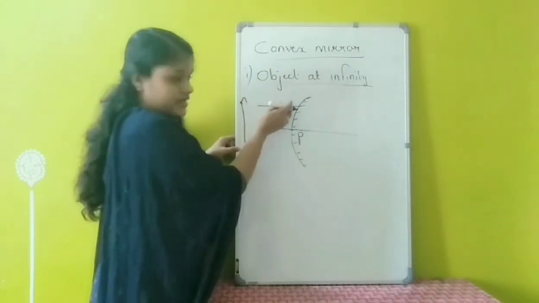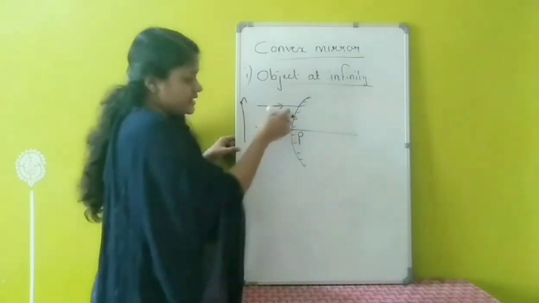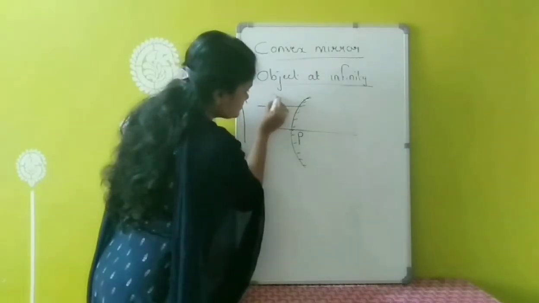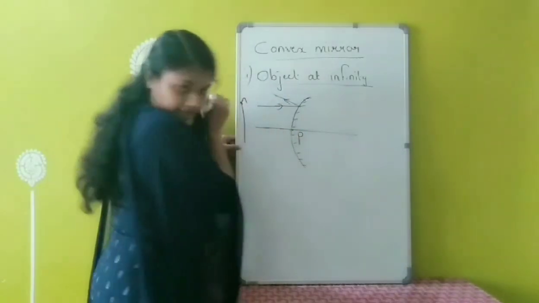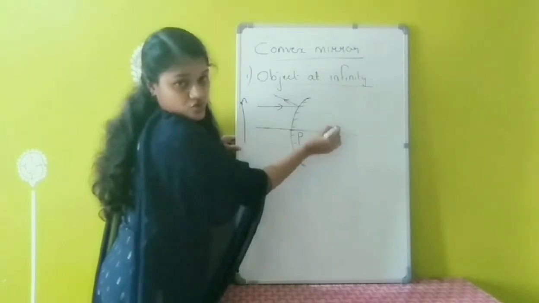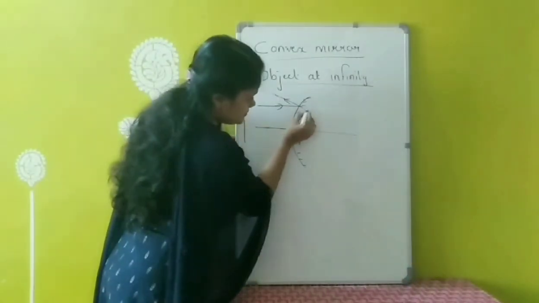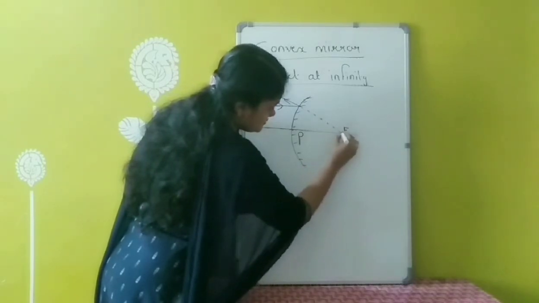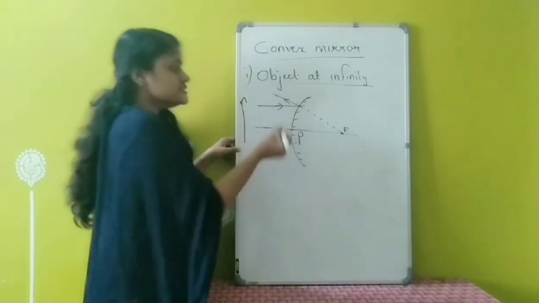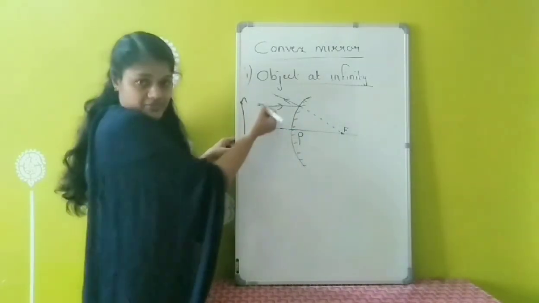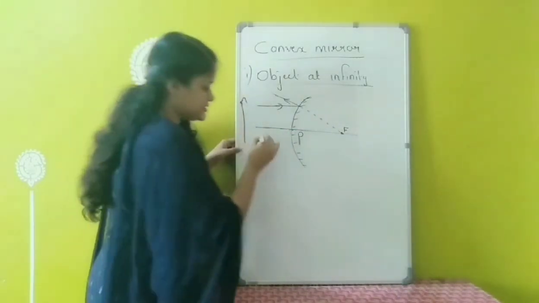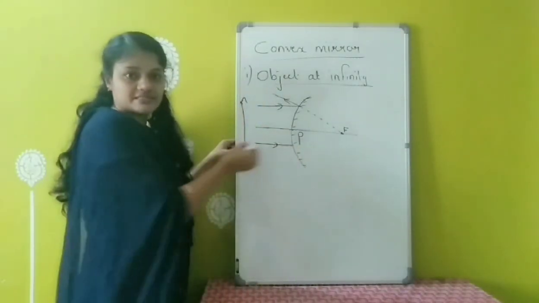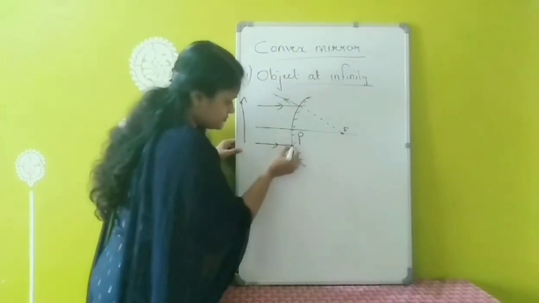Parallel light rays in case of convex mirror, it is a diverging mirror. So what will happen? This light ray will diverge, but appears to diverge from the focus. So I am extending this reflected light ray. So it will meet at a focus. Similarly, I am taking another light ray coming from the object parallel to the principal axis. Here also what will happen? This light ray will be diverging.